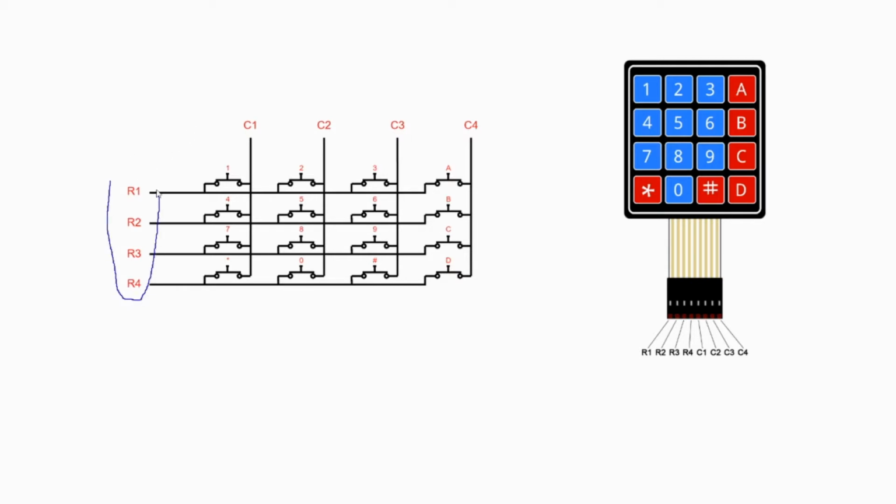Pressing a button will connect a row and a column coordinate with the button. For example, pressing button 1 will connect to row 1 and column 1. And pressing button 6 would connect to row 2 and column 3.